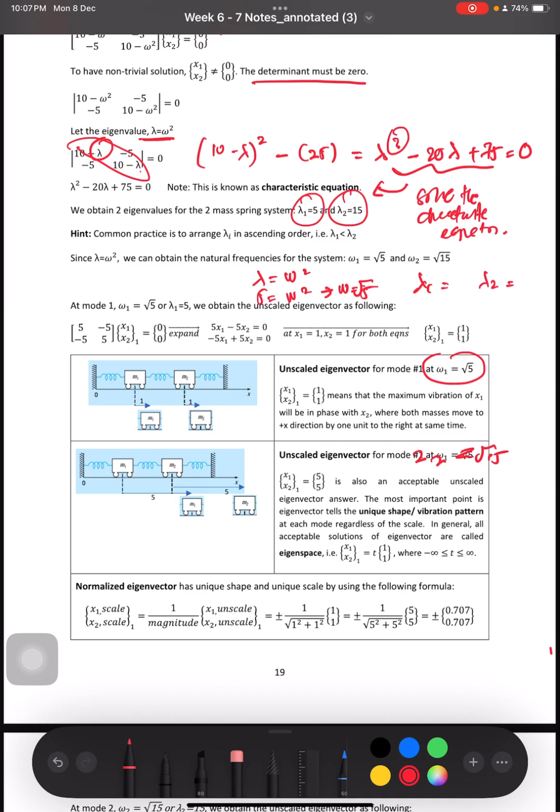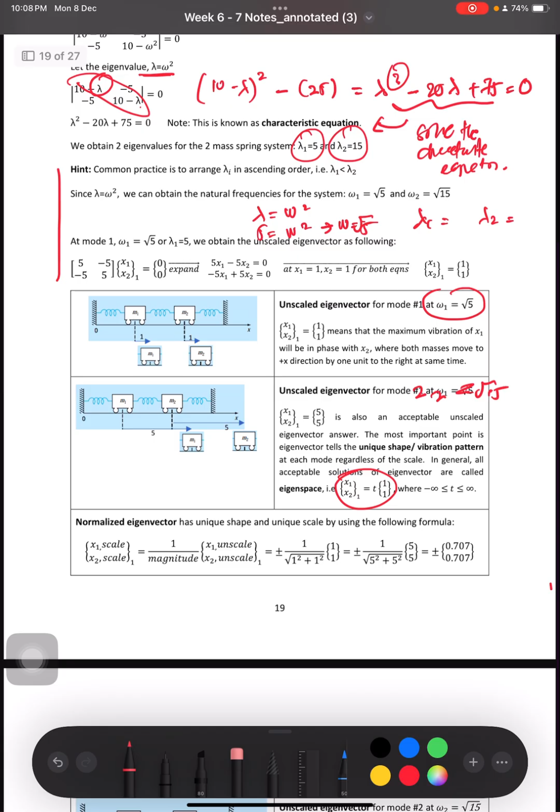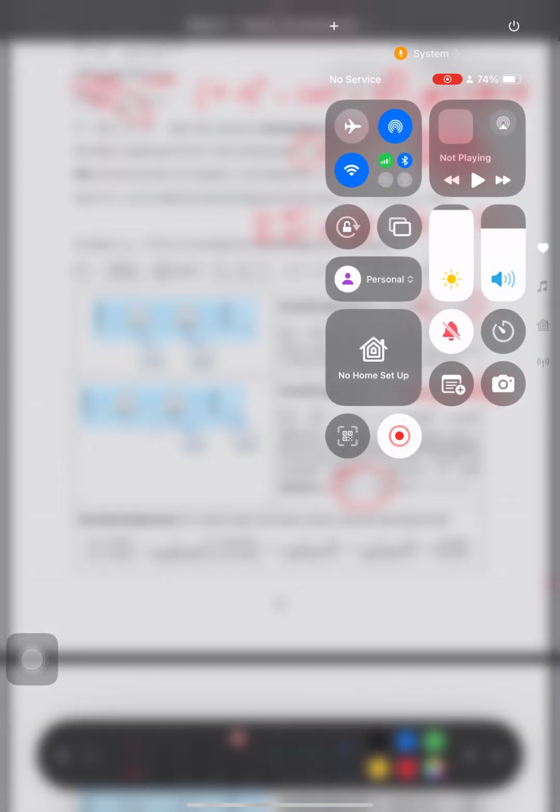You can solve the equation, and you will see that your solution now depends on one value of t actually. So this is the concept of eigenvalue and eigenvector.